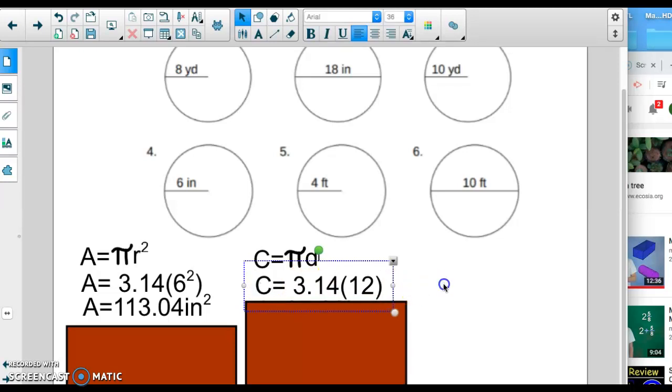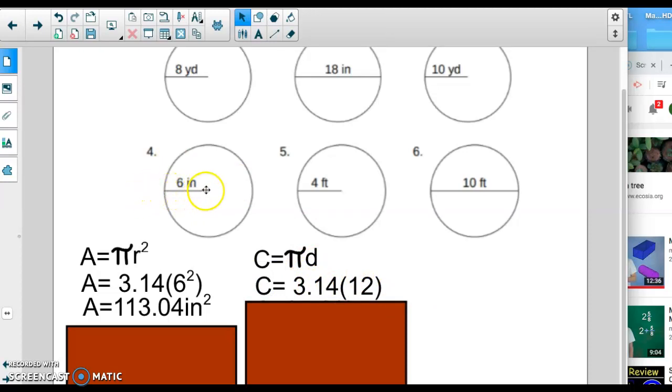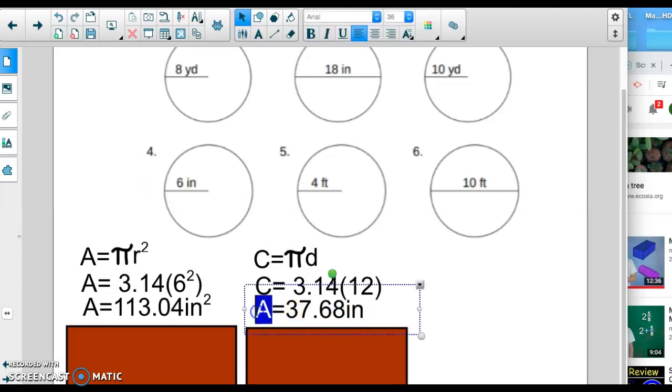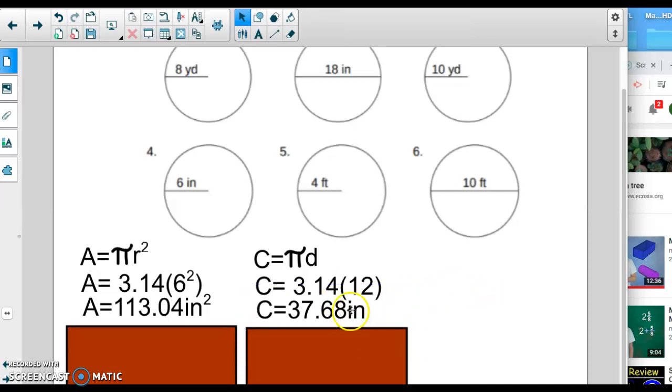Circumference equals 3.14 times 12. How did I get 12? I just doubled the radius to get the diameter. Circumference then is equal to 37.68 inches. And remember that this is not squared. Your area is squared, your circumference is just a distance.